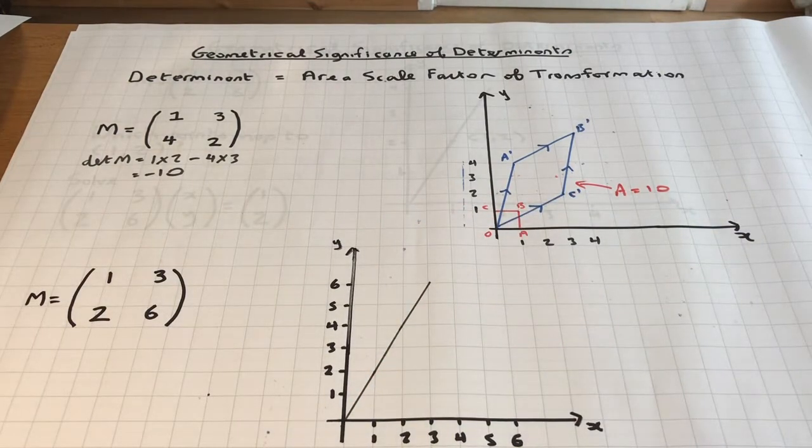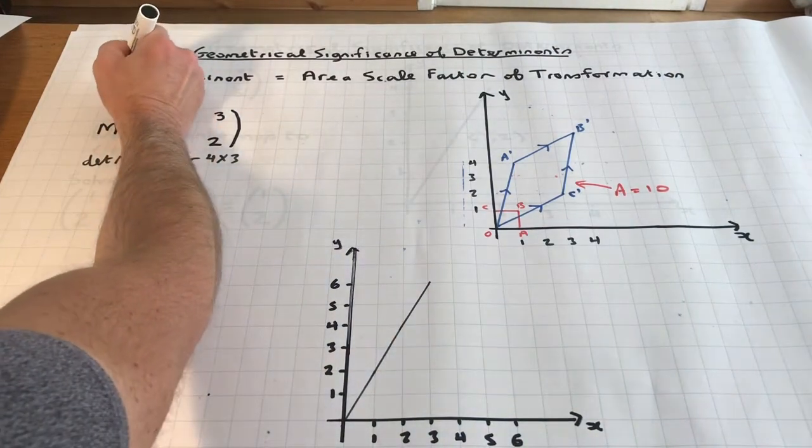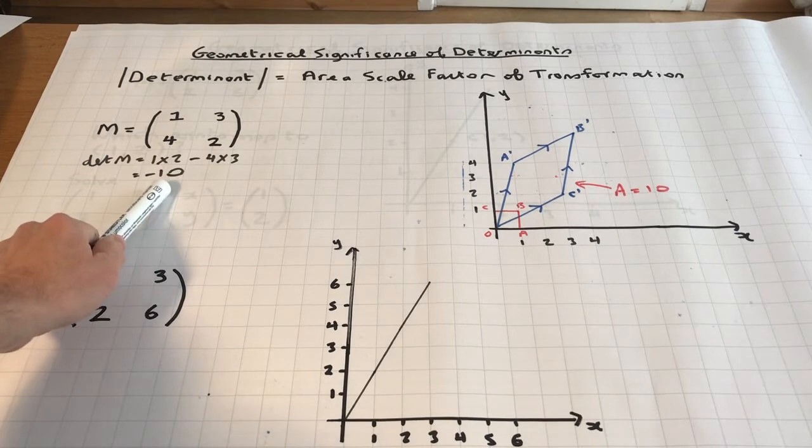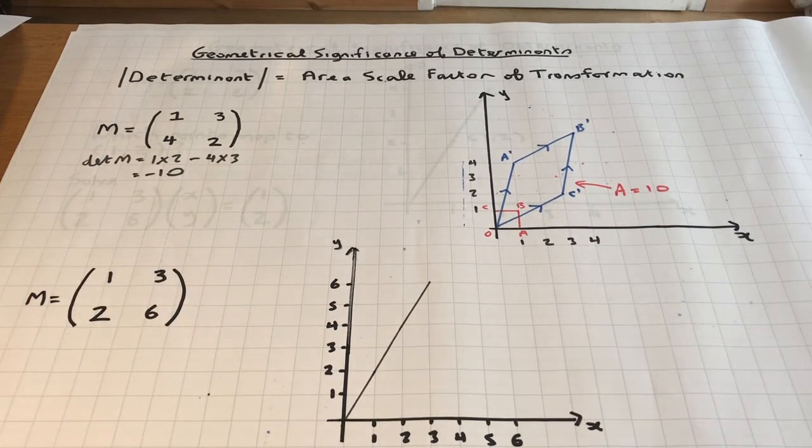Now, again, we could do all this in the abstract. We could do it with A, B, C and D's, and we could prove all of this, but it doesn't really add a lot of light to the situation. It's exactly the same thing that's going on, which is that if you get a determinant which is positive or negative, it doesn't matter. The overall size, so I'm going to write the modulus of the determinant, is always equal to the area scale factor of the transformation. So this is minus 10 for the determinant. The modulus of that is 10, and that's going to be the area scale factor.